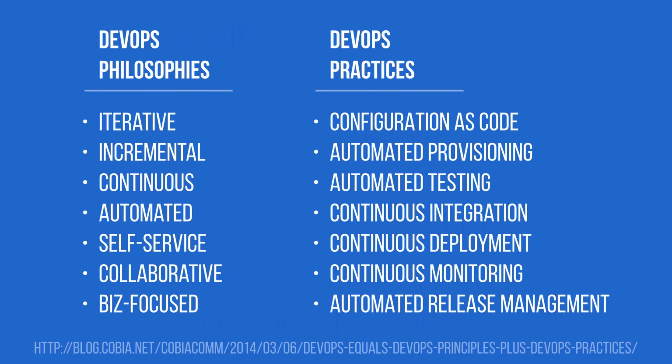And it's powered by a certain set of philosophies and a certain set of practices. And those philosophies are a little bit touchy-feely. They're iterative, incremental, which means that we're doing small things all the time. Iterative and incremental means we do small things and we learn from them. Continuous means we do them all the time. And things are automated. We're automating all the things now.